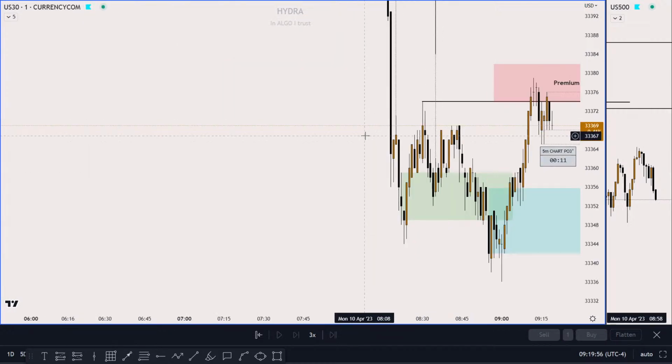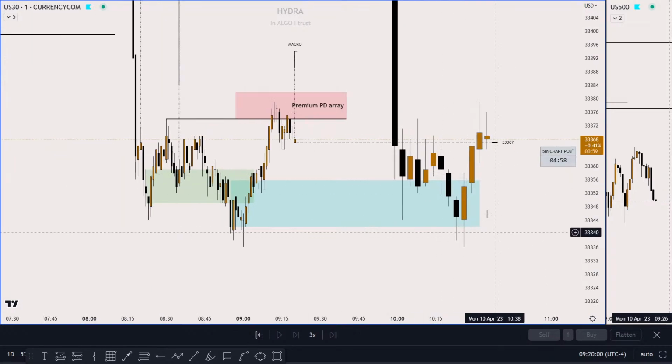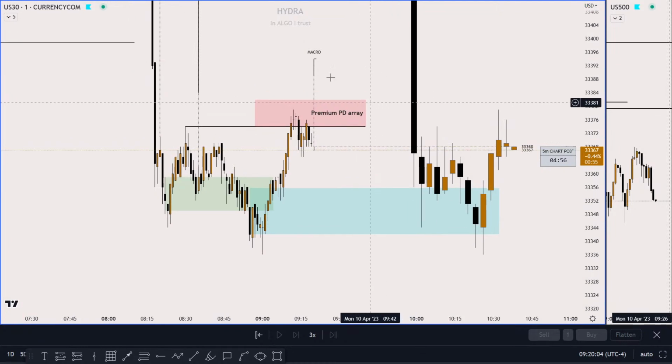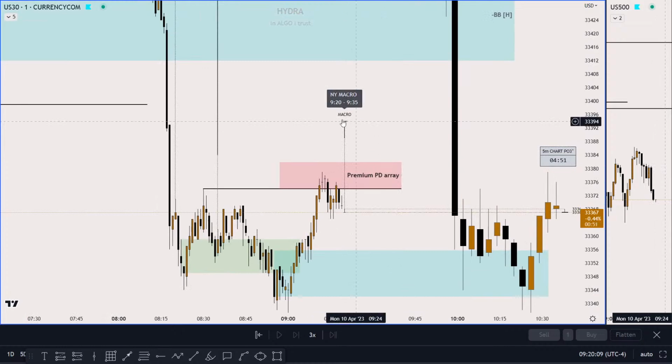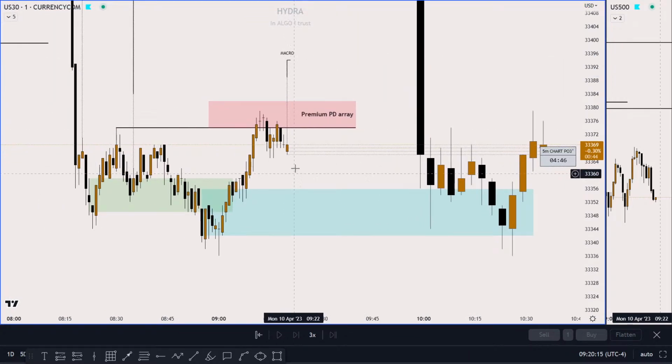Just look at this indicator. It's such a nice indicator. Even if it's paid, you want this indicator in your chart. So that's a macro. Our macro zone started right now. Do you see how this indicator plotted our time? New York macro from 9:20 to 9:35. So let's see if price does present us any setup in between this zone.